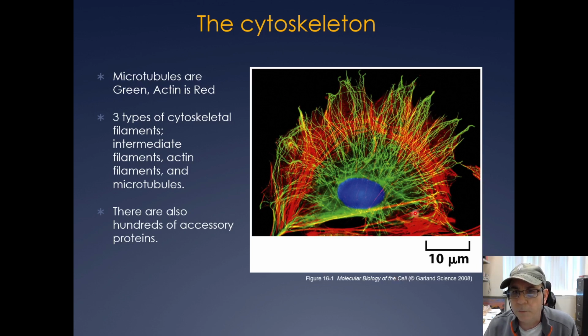So here's a really, really beautiful image of a cell. What's shown here is the microtubules in green, and the actin in red. But there's a third additional filament besides microtubules and actin, and that is the intermediate filaments, and we'll see what those do in a little bit. One of the intermediate filaments are the nuclear lamins that form a cage-like structure around the nucleus. In addition to the microtubules and the actin, there are actually hundreds of accessory proteins that help regulate the actin, the microtubules, as well as the intermediate filaments.